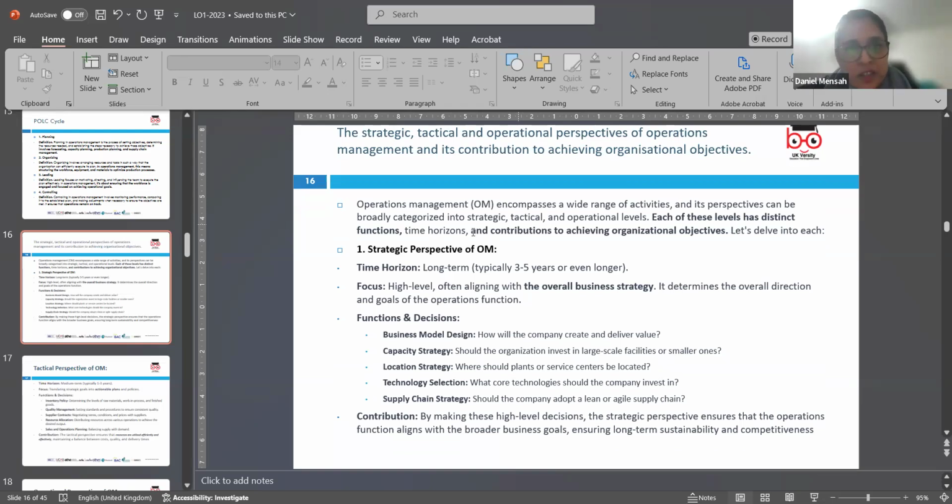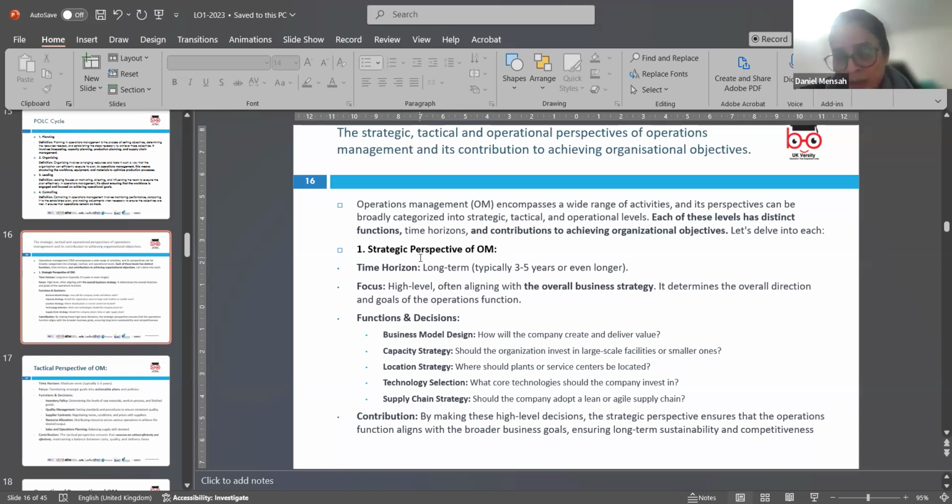So mainly they are divided into three levels: strategic level, operational level, and functional level. If we see the strategic level from the perspective of operation management, it is spread over typically 3 to 5 years or even longer. Just like a corporate strategy, in operation management it is a high level, corporate level, and it mostly aligns with the overall business strategy. It is not just focusing on one part of the operation, but the overall business strategy.